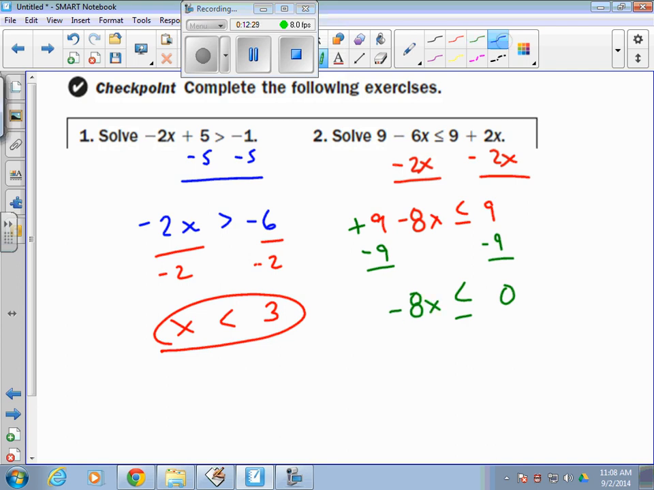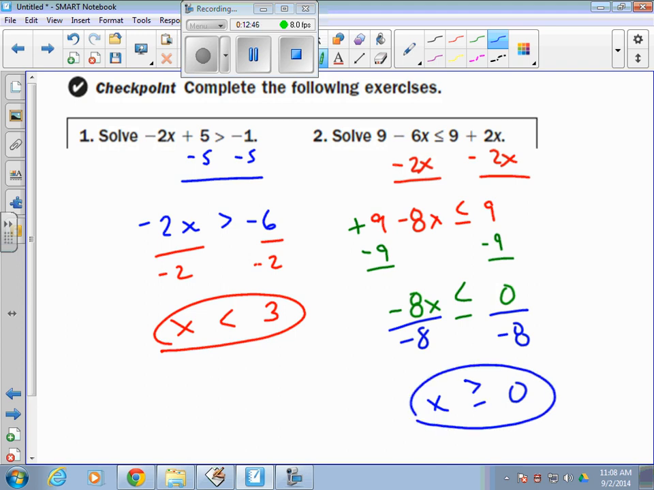Undo negative 8 times something by dividing by negative 8. You divide the left, do the same to the right. 0 divided by anything is still going to be 0, but there's a key here. We divided by a negative value. Therefore, we have to reverse that symbol. Less than or equal to becomes greater than or equal to, which means that x has to be greater than or equal to the number 0, which means x has to be a 0 or a positive number.